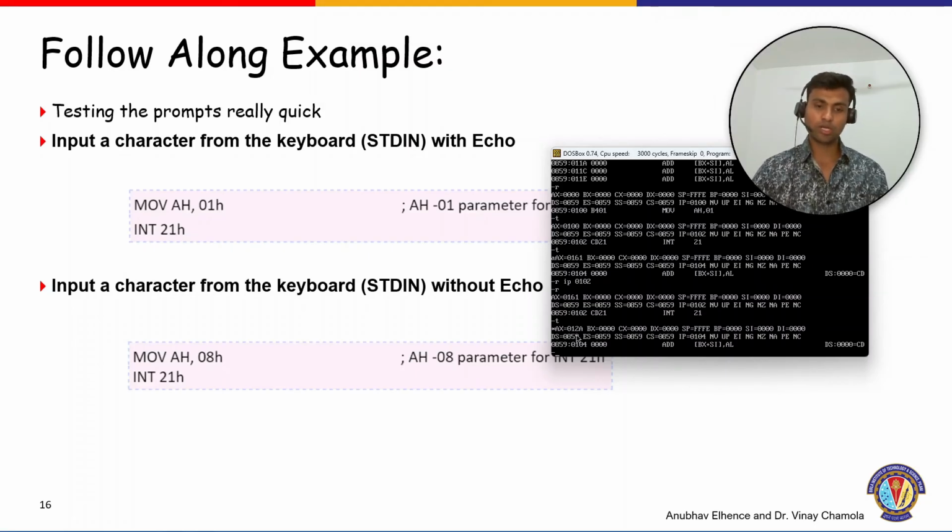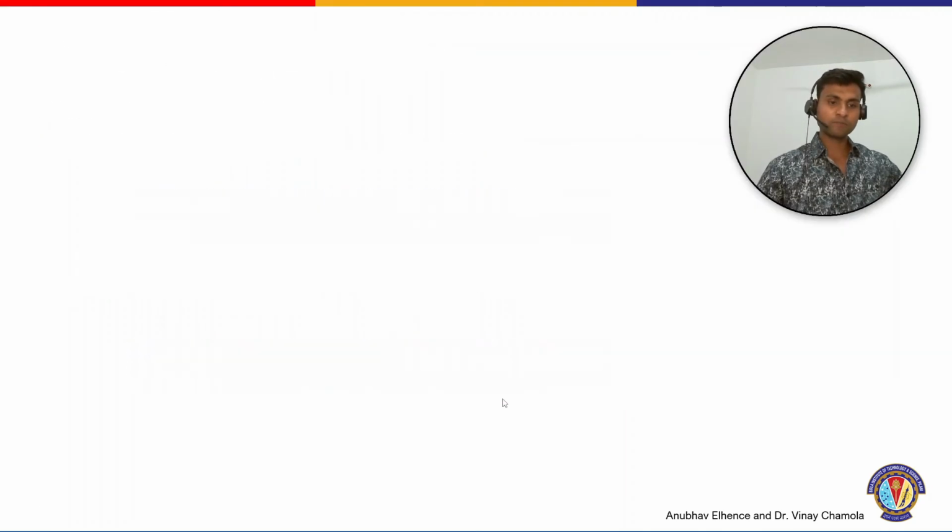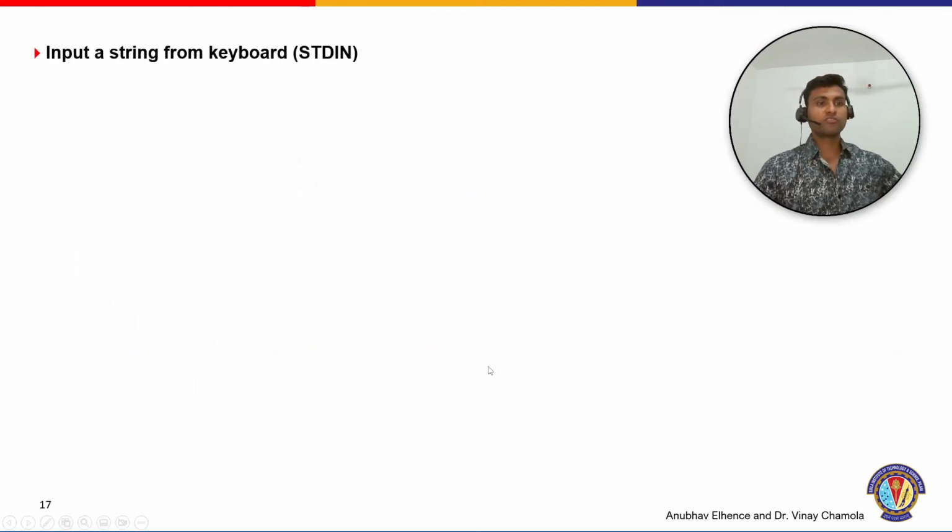That is one thing important. Do not fiddle with the AH, because AH is what is dictating to int 21 what to do. So do not change 01 just for making things look easier for yourself. Like after 2A there should be 00, so just let it be there. All right, it's important. Now, input a string from a keyboard.